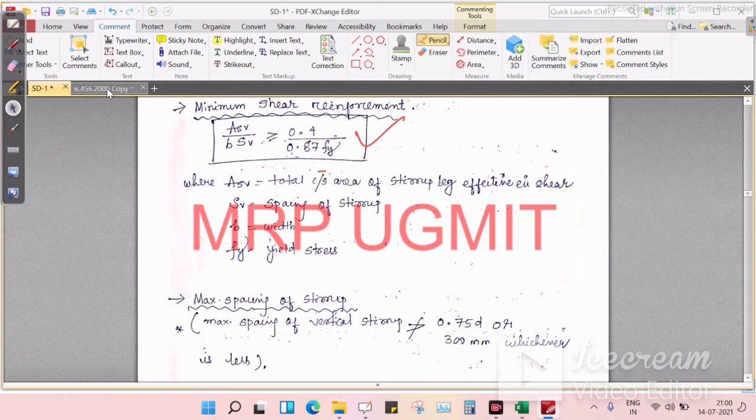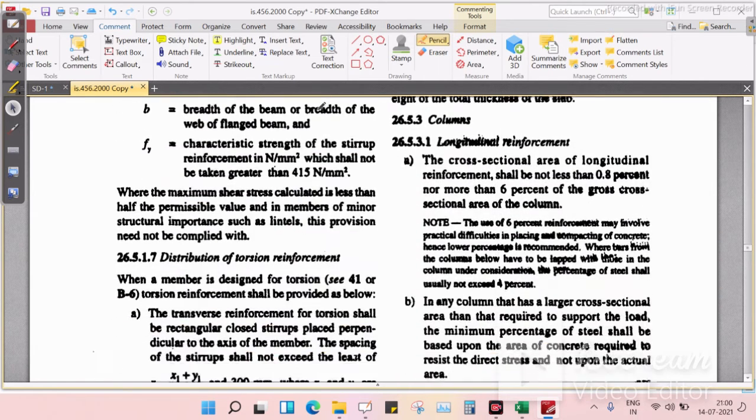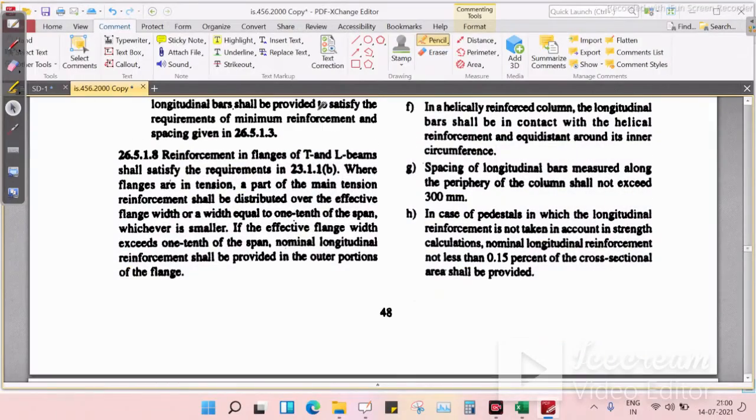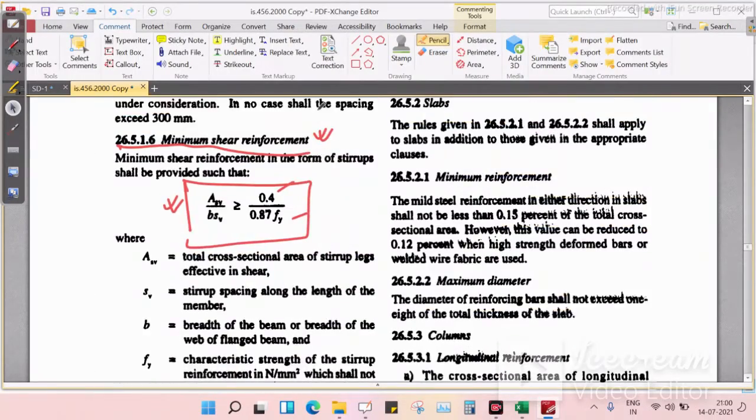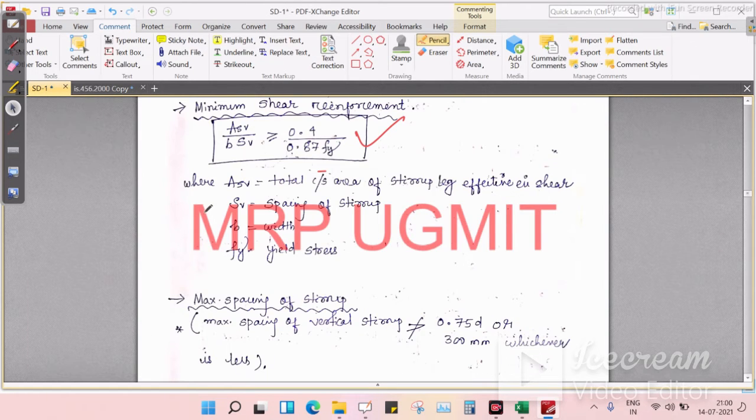From where did we get this formulation? We got it from page number 48 of IS 456, clause number 26.5.1.6, minimum shear reinforcement. The formulation you can see here. Asv is the total cross-sectional area of stirrup legs effective in shear, sv is the spacing of stirrups, b is the width, and fy is the yield strength. We will discuss it later while solving the numerical problem.